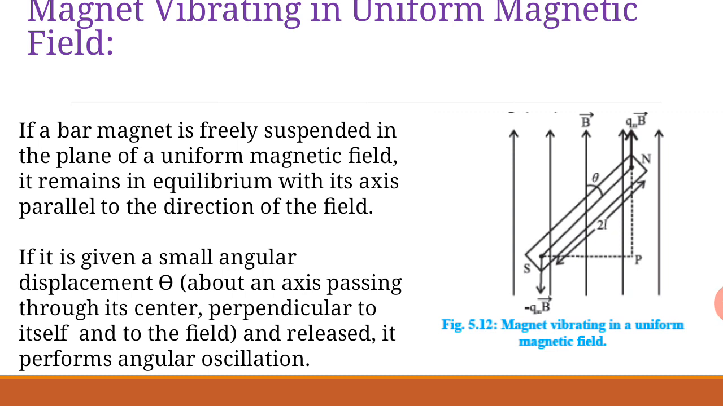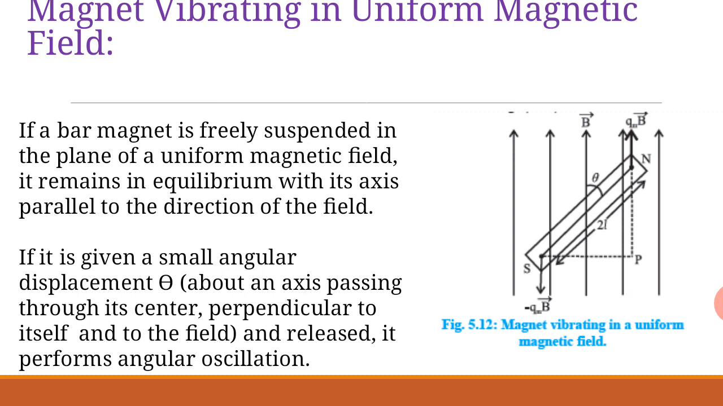Now one important topic is here about a magnet vibrating in a uniform magnetic field. So just imagine one magnet is there and the uniform magnetic field, that is B. So the magnetic strength is B over here. So this is the uniform magnetic field. This bar magnet is freely suspended in a plane of uniform magnetic field. It remains in equilibrium with its axis parallel to the direction of the field.